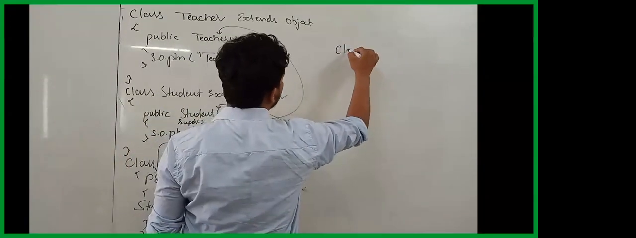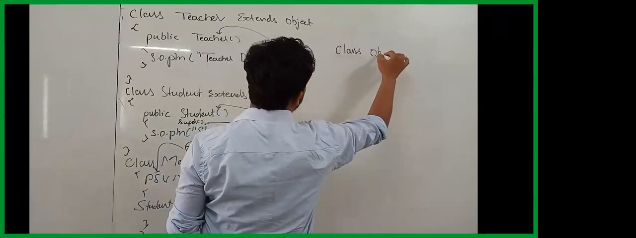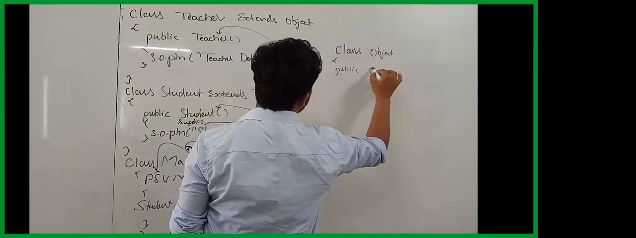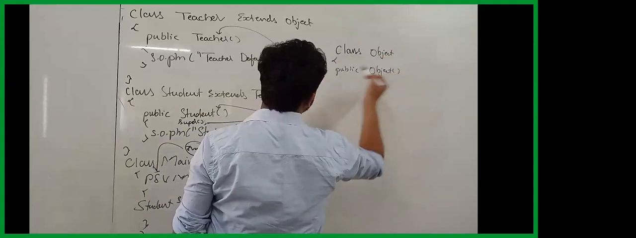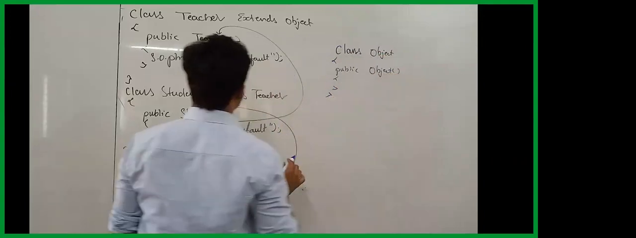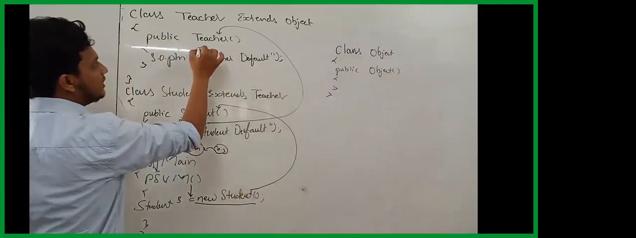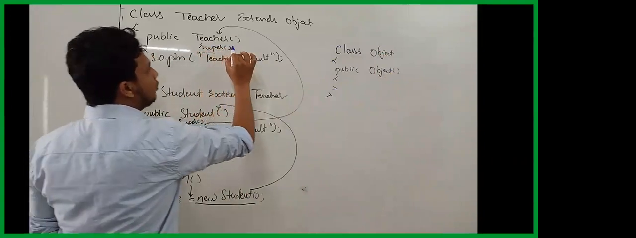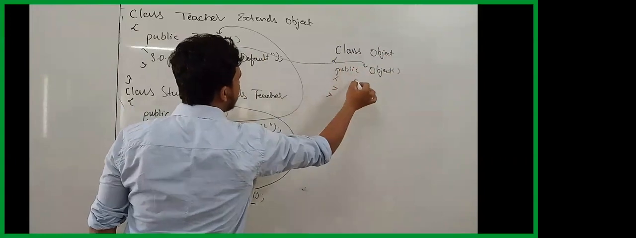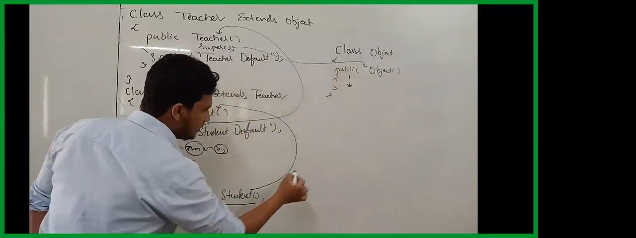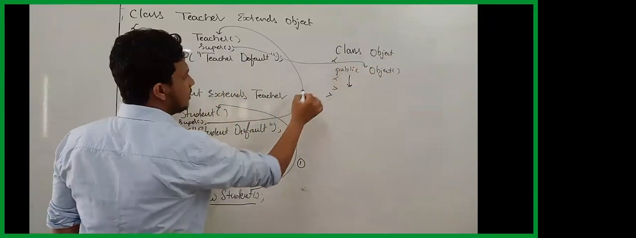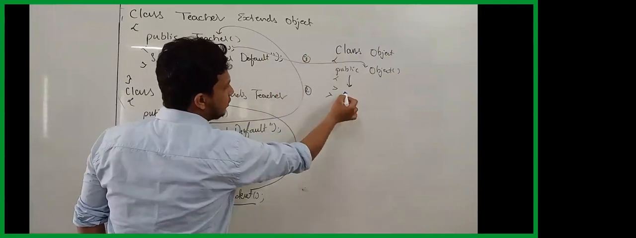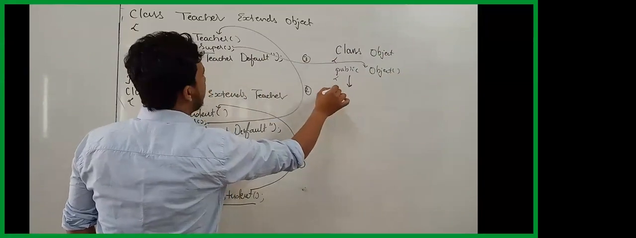At that time, there is class Object with a public Object class constructor. Again JVM will make a super call, but it has no parent class constructor. I'll mark this as the first, this as the second, and this as the third. So it executes, and again comes back to the same place.